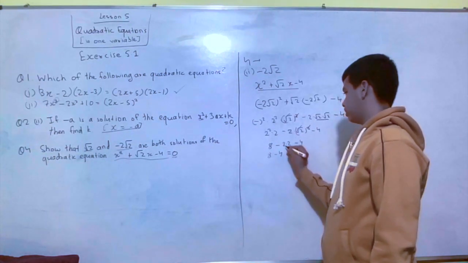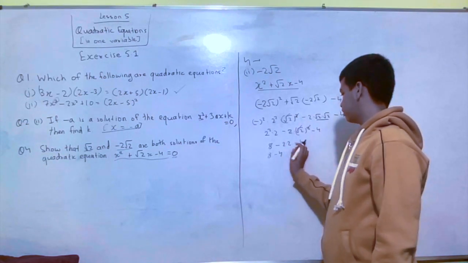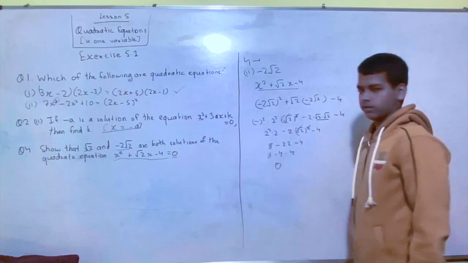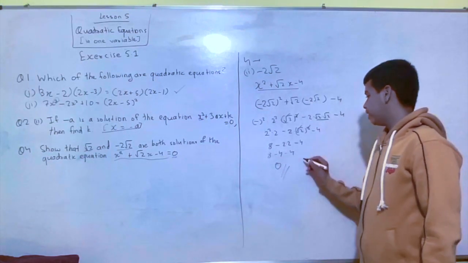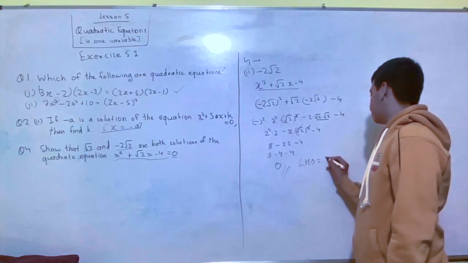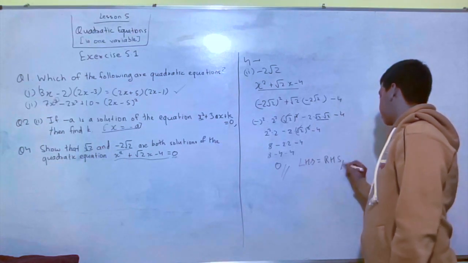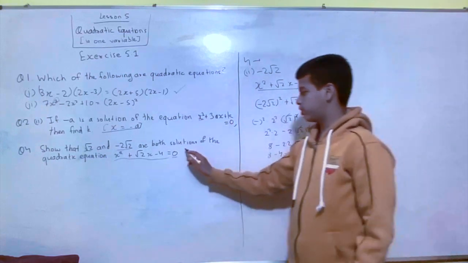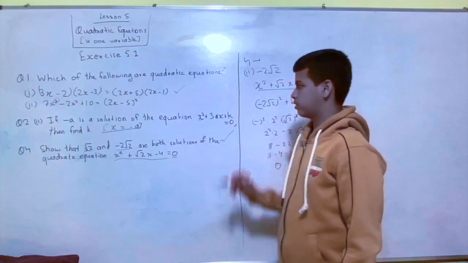So 8 minus 4 minus 4. So what does it give us? It gives us 0. So our LHS is equal to RHS. That means that minus 2 root 2 is also a solution of this equation. So we have got this question.